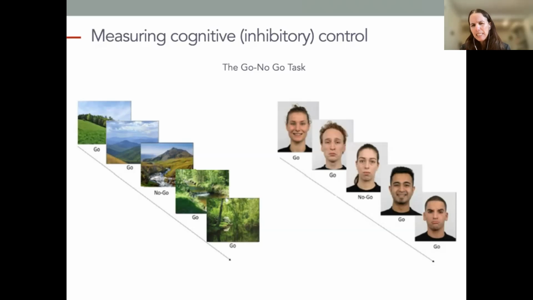And we can manipulate the stimulus set that we use. We can use neutral stimuli. We can use emotionally relevant or irrelevant stimuli, and by that measure various aspects of inhibitory control, which is what we do in various trials.